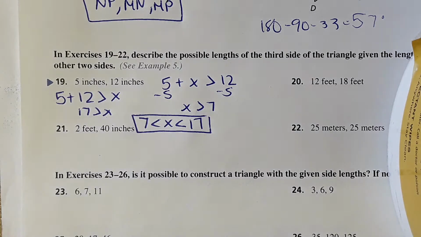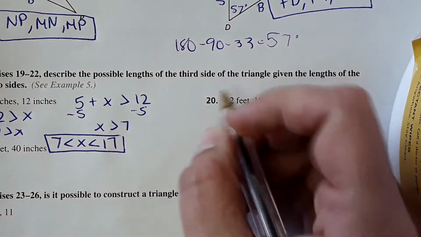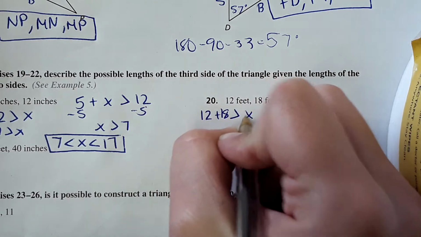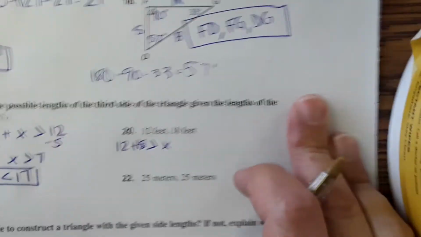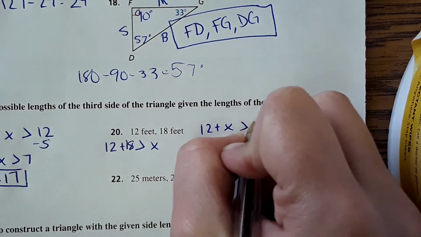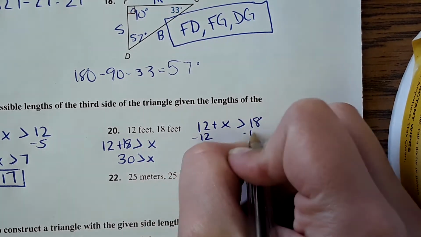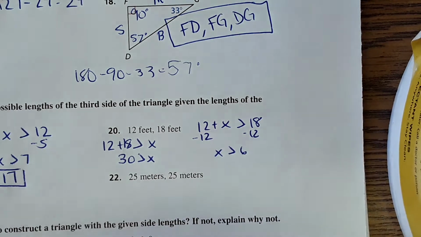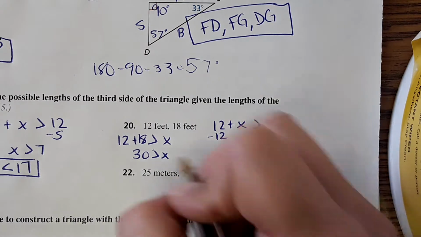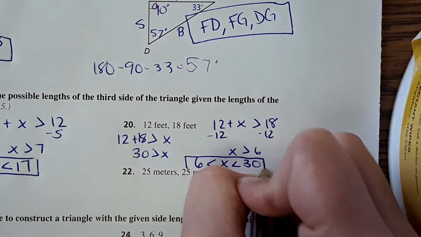And now we repeat that same process. Number 20. Again, these could be the two shortest sides, so 12 plus 18 has to be greater than x. Or 12 plus x has to be greater than 18. And then from here, put our lower number. So it has to be in between 6 and 30.